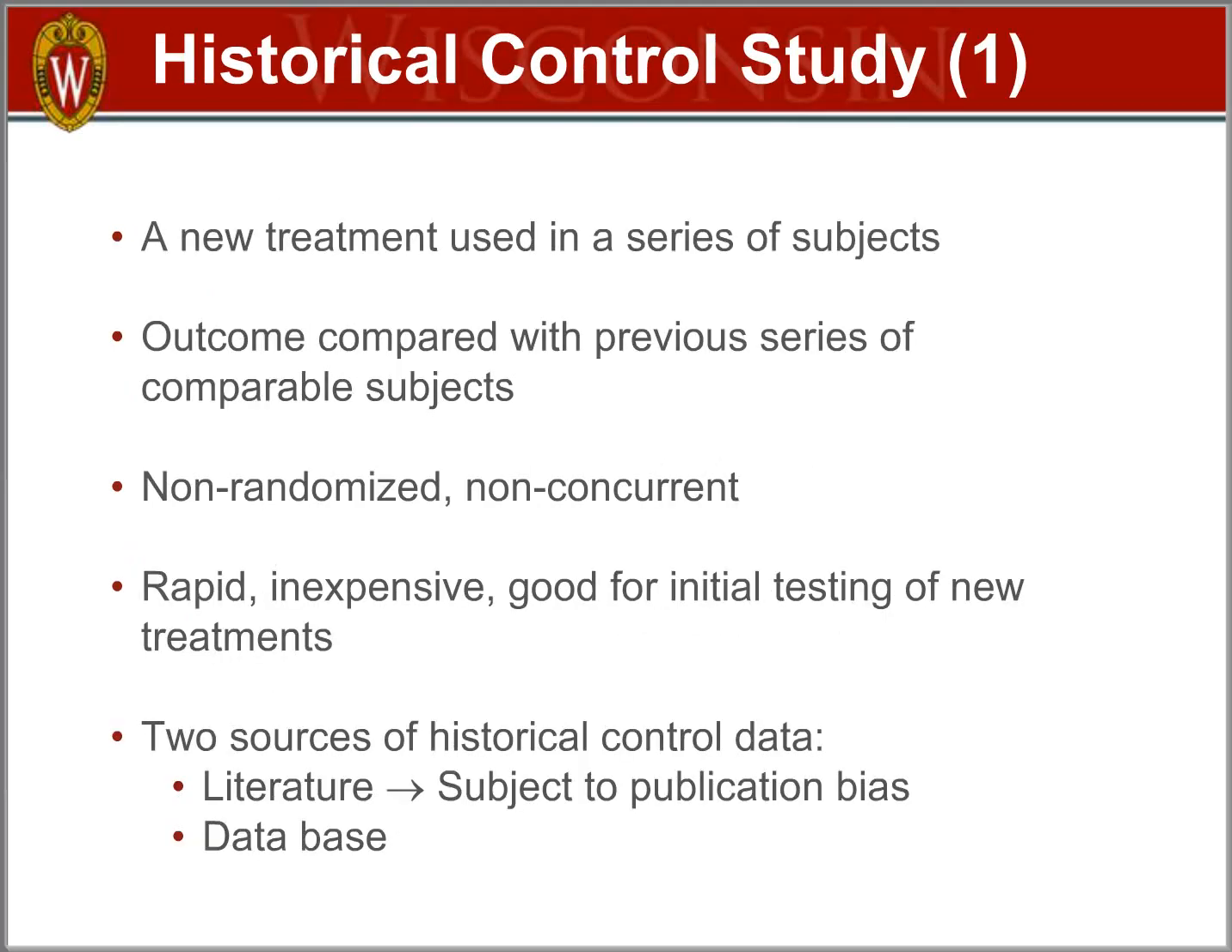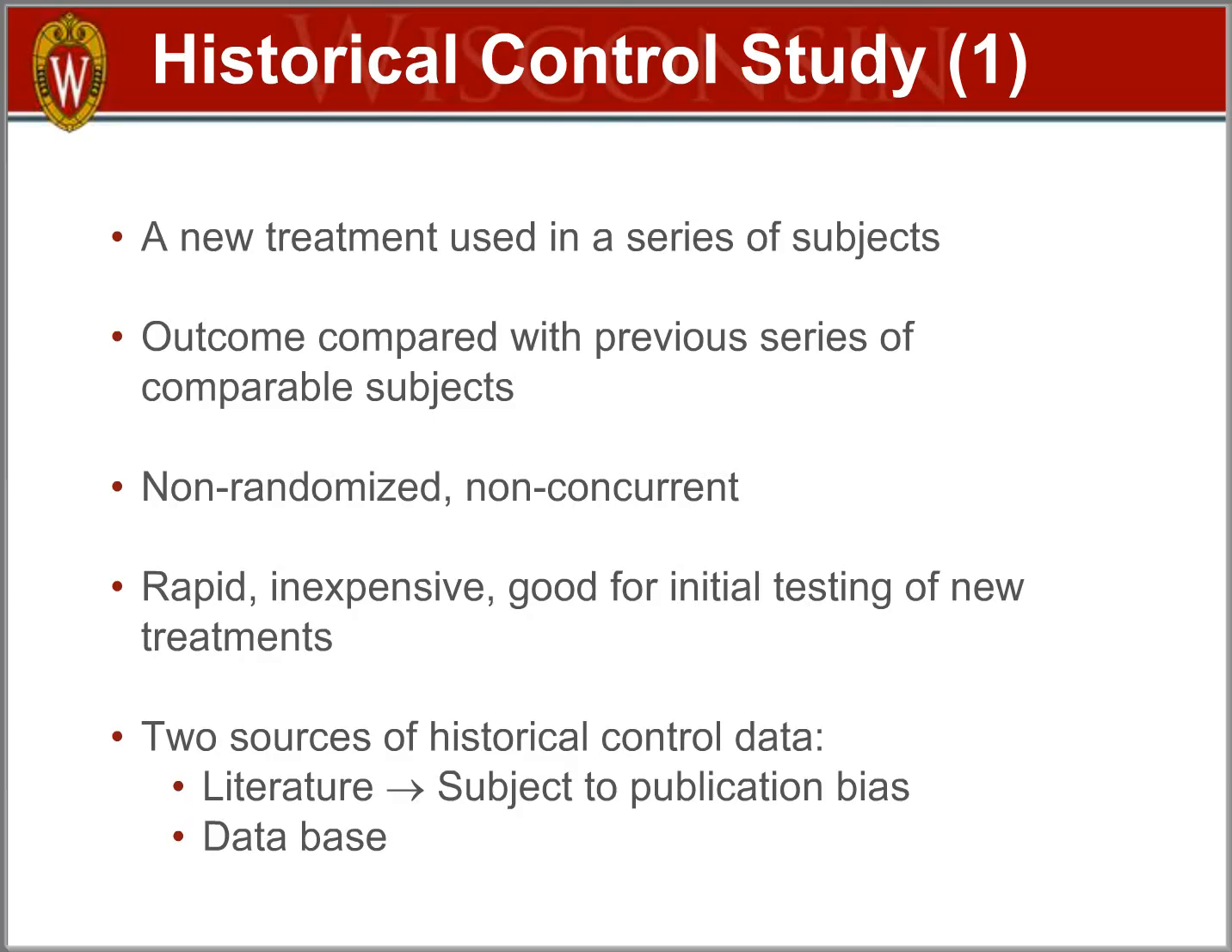Let's examine the historical control. Here we mean that we're going to compare the new treatment using a series of subjects to a previous series of subjects of comparable risk, as best we can define. It's not randomized, it's not concurrent. It's faster, less expensive, and in fact it may be good for the initial testing of a new treatment. Does it seem like you're doing better?